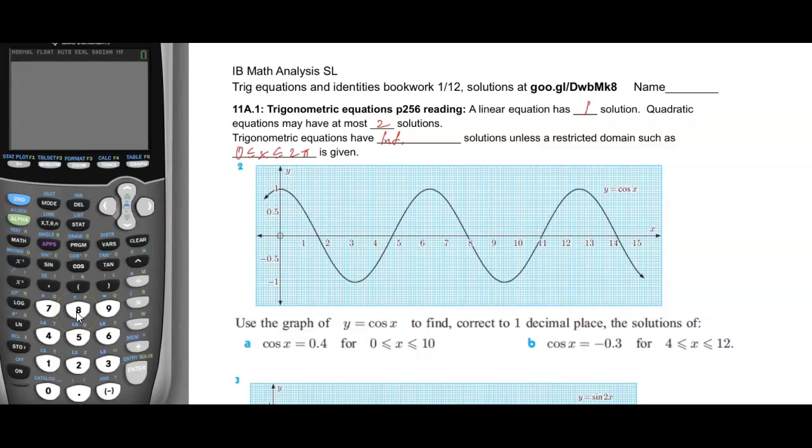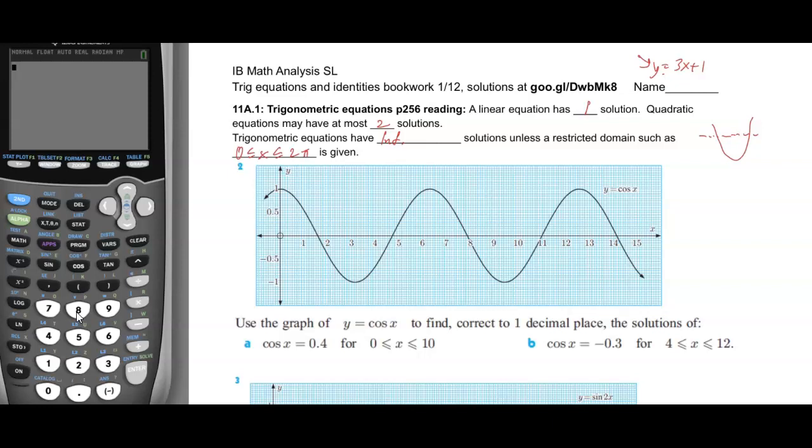Trigonometric equations and identities, page 1. A linear equation has one solution. What does that mean? If you have a linear equation and you put a value in for y, there's one x value which makes that happen. Quadratic equations can have at most two solutions. What that means is if you have a parabola and you want it to equal a certain y value, that can happen at most 2 times.